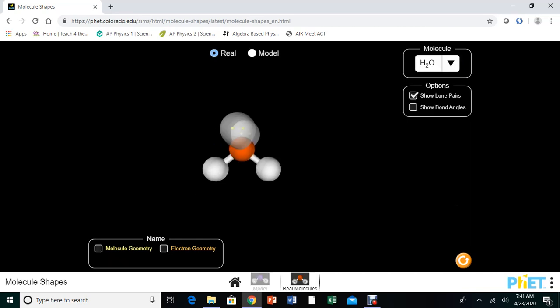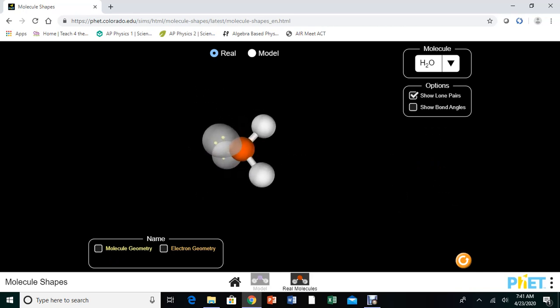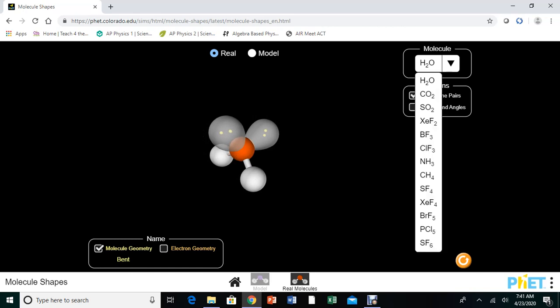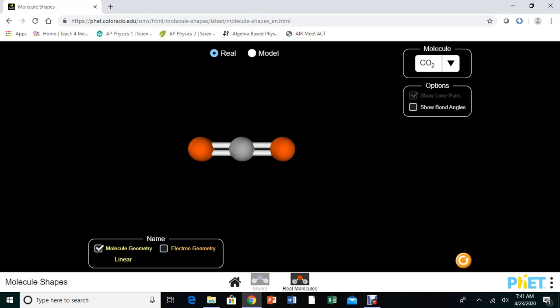And then you did the real molecules examples, so this goes into some real life examples. This is water, and you can see that the molecular geometry of water is bent. And so you went through this and did all of these. This is carbon dioxide. The carbon dioxide is a very simple molecule. It is linear.